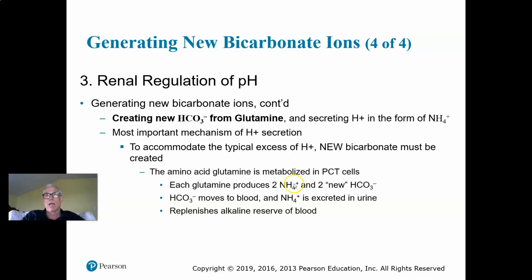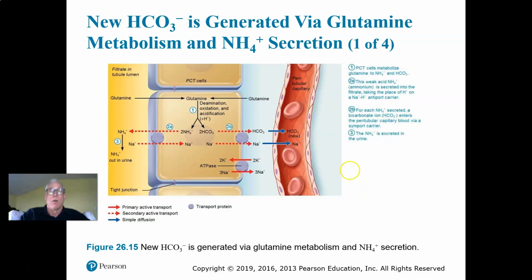NH3 can have an extra hydrogen ion on there, forming ammonium ions, so that those can be excreted in the urine, and we've produced 2 brand new bicarbonate ions from this glutamine amino acid, which then can be absorbed into the blood. And we can keep doing this as needed until we neutralize the pH. And that's exactly what happens.